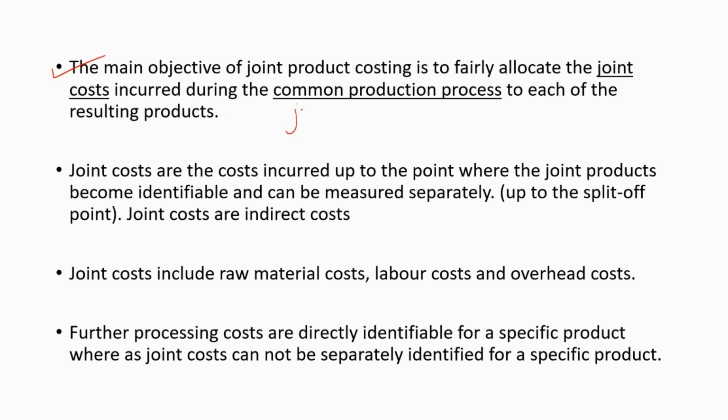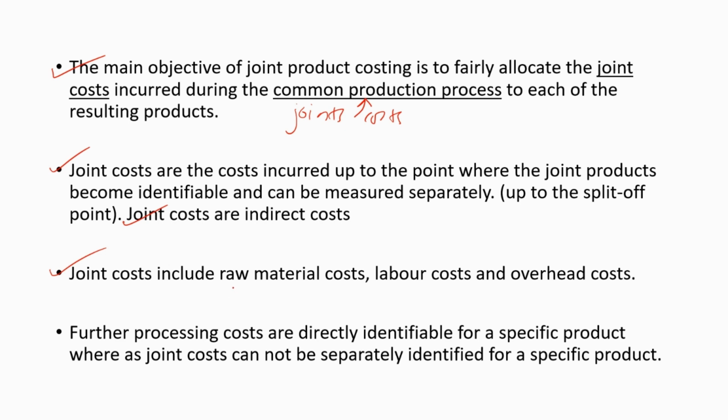This means joint costs will be incurred during the common production process. Joint costs are the costs incurred up to the point where the joint products become identifiable and can be measured separately. Simply, this means joint costs will be incurred up to the split off point. Joint costs are indirect costs. Joint costs include raw material costs, labor costs, and overhead costs.